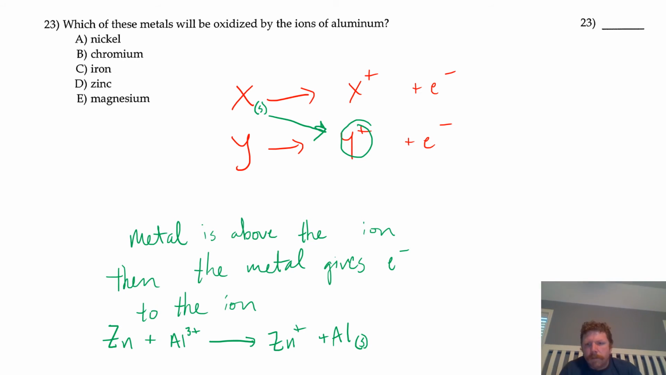And of course this isn't balanced because you do have to balance that reaction, but zinc is the only metal that is above the aluminum ions. Chromium, iron, magnesium, and nickel are all below. So it is more difficult to oxidize those than to reduce the aluminum. So the best answer there is going to be zinc. Zinc is most easily oxidized. All right.